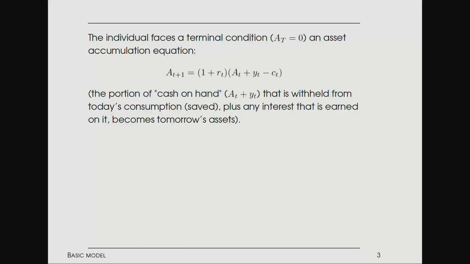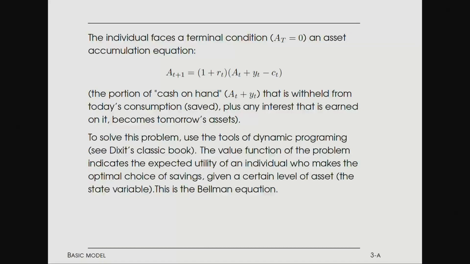And then there is otherwise an asset accumulation equation, which we already saw when we discussed education, which is that your assets are what you had plus what you earned minus what you consumed, multiplied by the gross interest rate. To solve this problem, we use the standard dynamic programming tool. So we write the value function of the problem, which is the expected utility of an individual who makes the optimal choice of savings today, given a certain level of assets he has. So that's the Bellman equation.